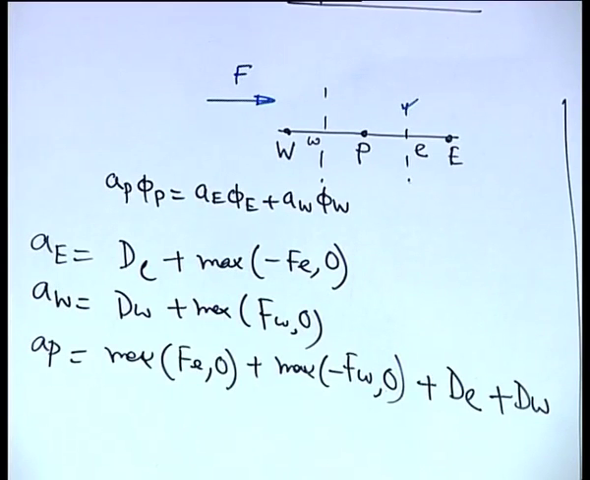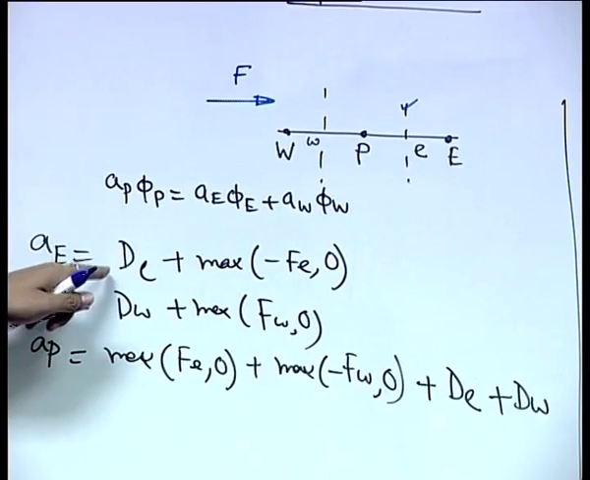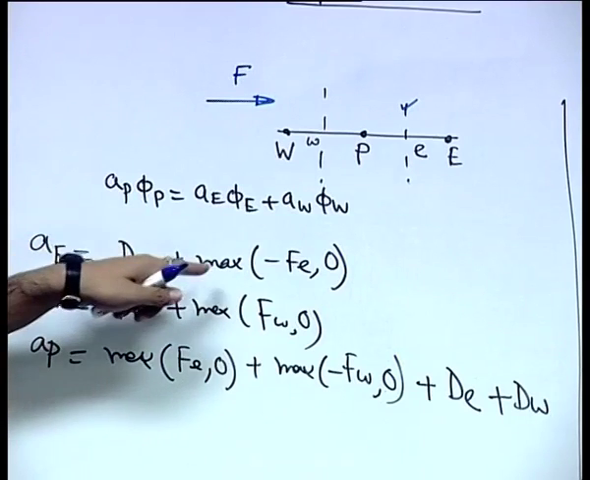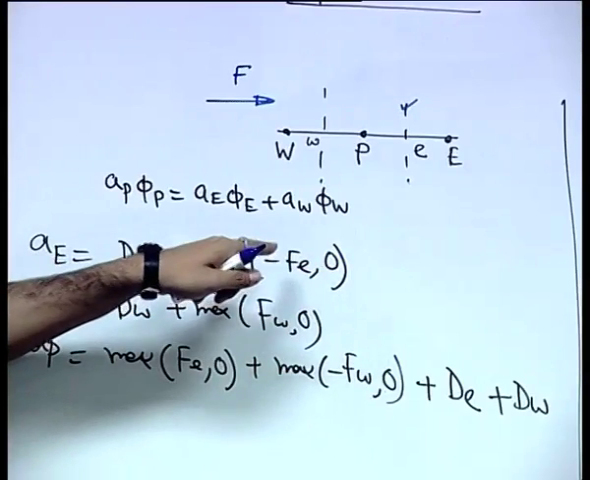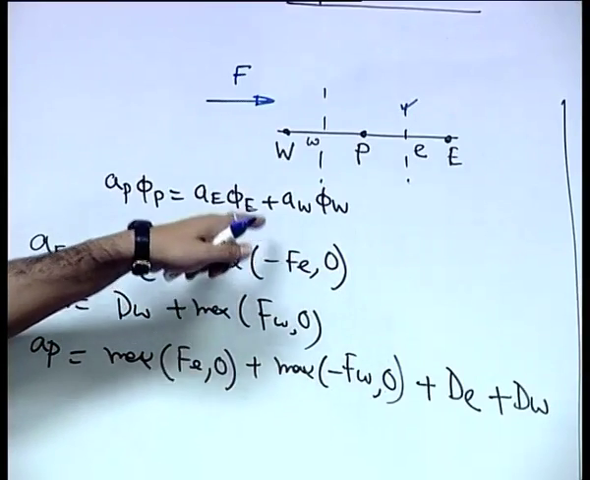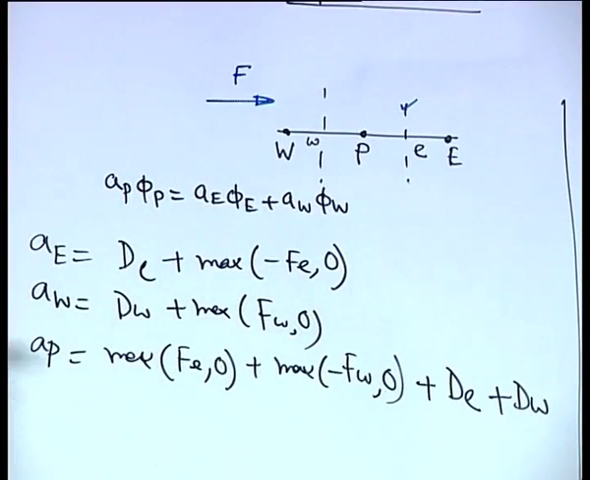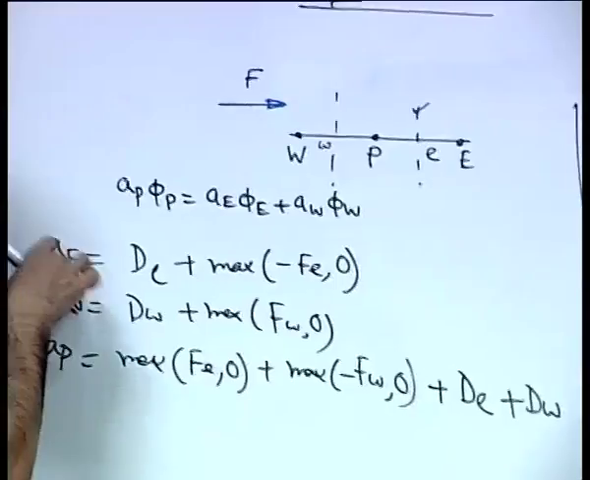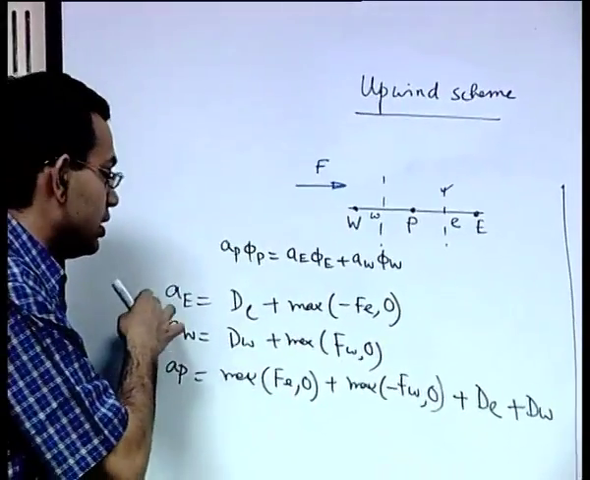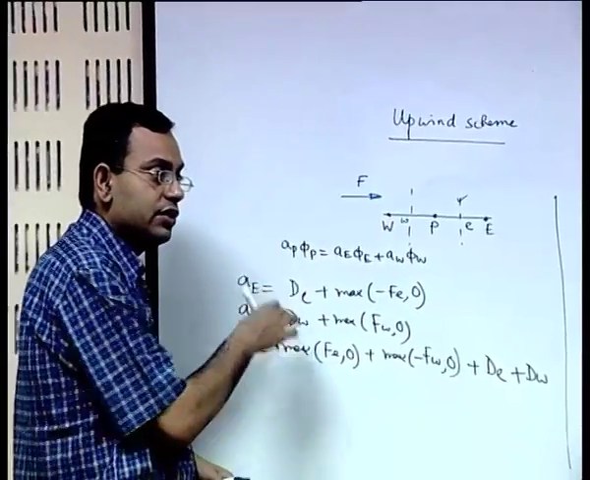One can non-dimensionalize the coefficients. You can see how you non-dimensionalize the coefficients. The right hand side, if you divide it by D, then A_E by D is 1 plus max of (minus P, 0), where P is the Peclet number based on the length scale delta x_e. So, in different books people use different styles, either you use a dimensional form of the coefficient or a non-dimensional form of the coefficient by dividing the original coefficient by the corresponding D, diffusion strength.